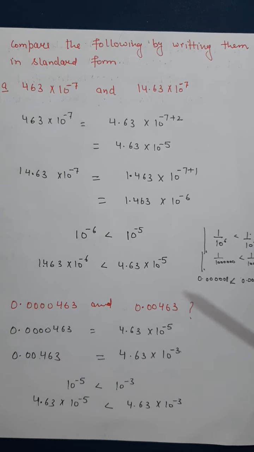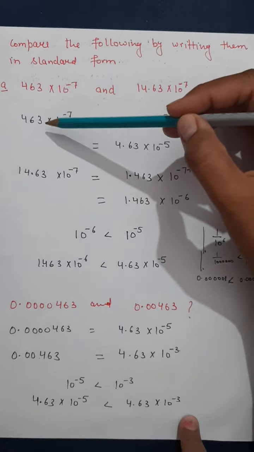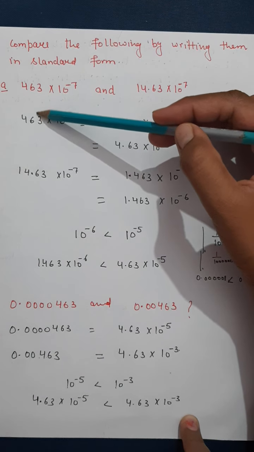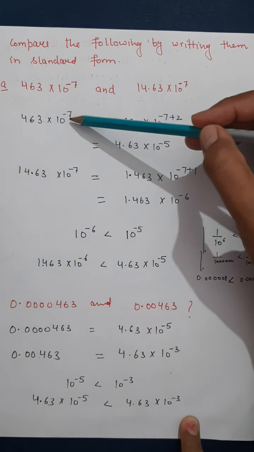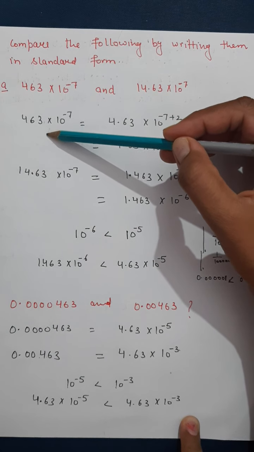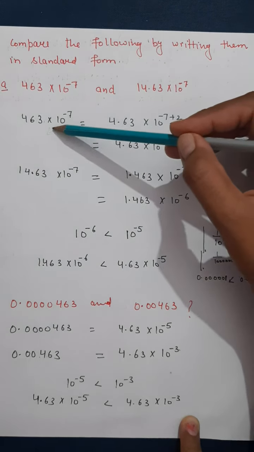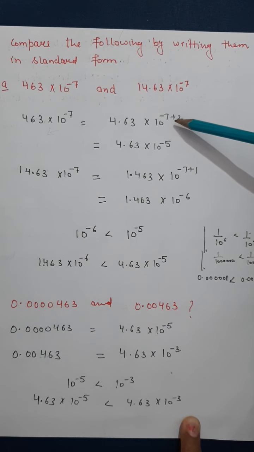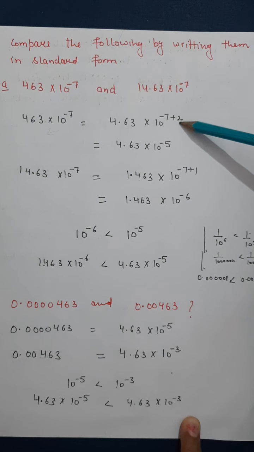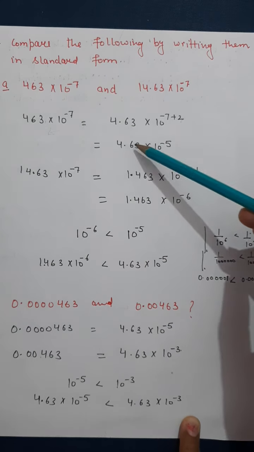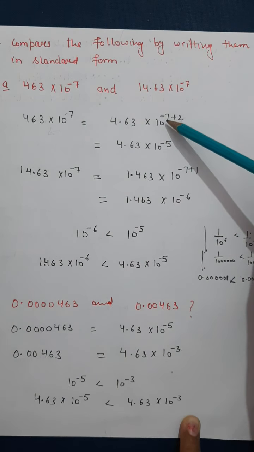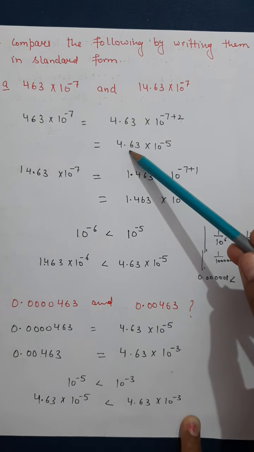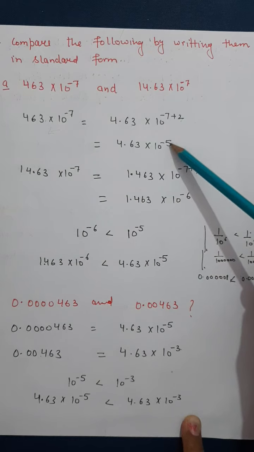Here what you will do, this number is having the decimal this side. Okay, we have to take 2 jumps, right? It means towards the left side I have to take jumps, so we will add 2 powers. In the given power I will add 2, right? So this will become the standard form. Minus 7 plus 2 will be minus 5. 4.63 into 10 raised to power minus 5.